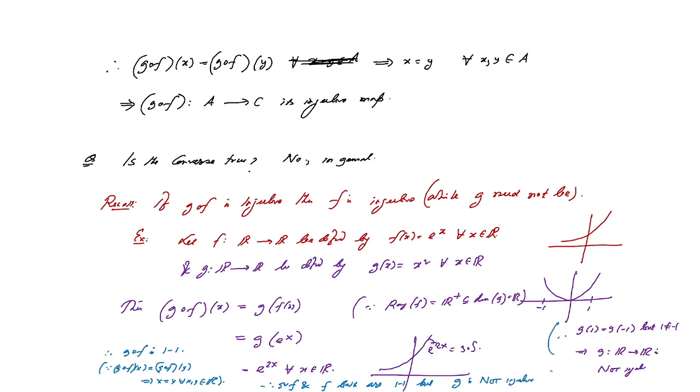Why is g not injective? This is our explanation. What we have seen is that the composition of two injective mappings is injective, but the converse is not true. That means g composed f may be injective. In that case, we will always observe f is injective, but sometimes g need not be injective. So this is the counterexample for this. Okay, so thank you.